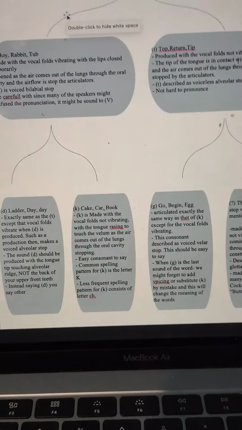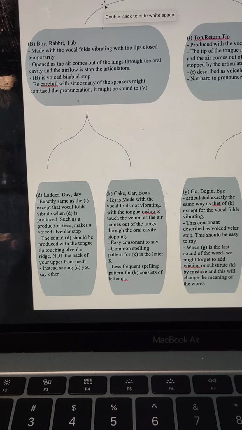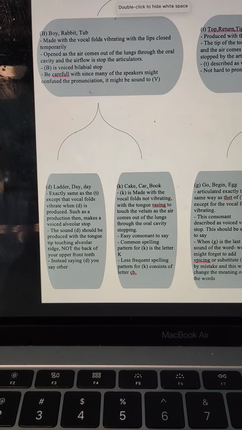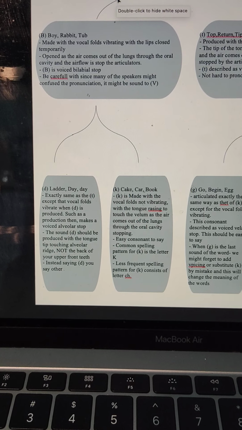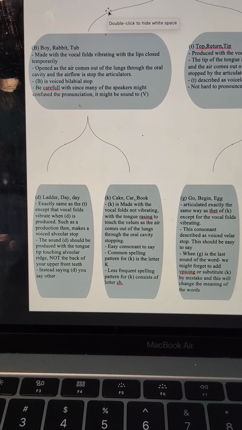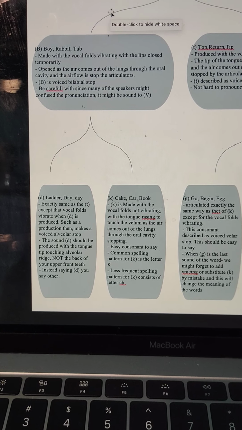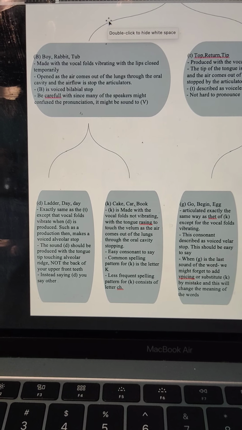So we go for the next. It's the consonant K. We can find it in cake, car, and book. K is made with the vocal folds not vibrating, with the tongue raised to touch the velum, as the air comes out of the lungs through the oral cavity, stopping at the articulators.